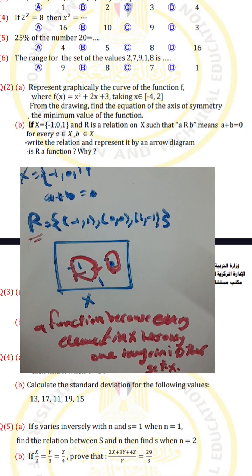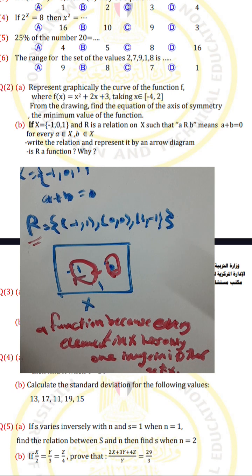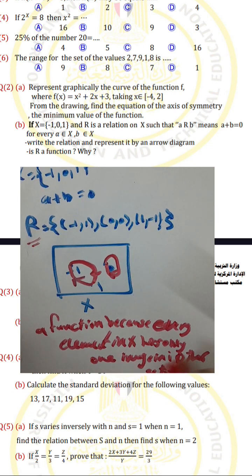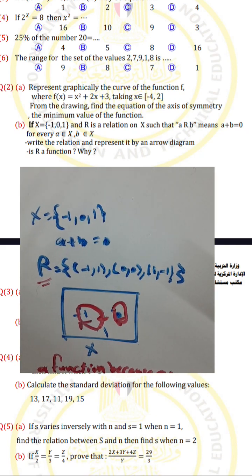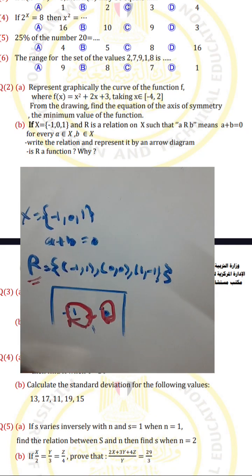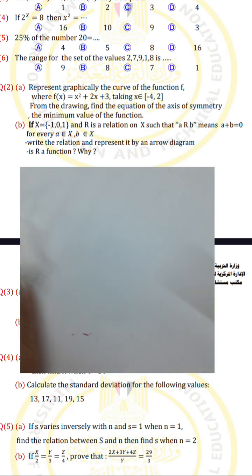Okay, it's a function because each element in x has only one image in x. Okay, next question.